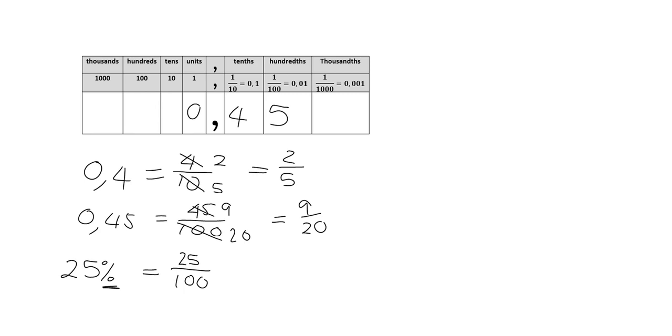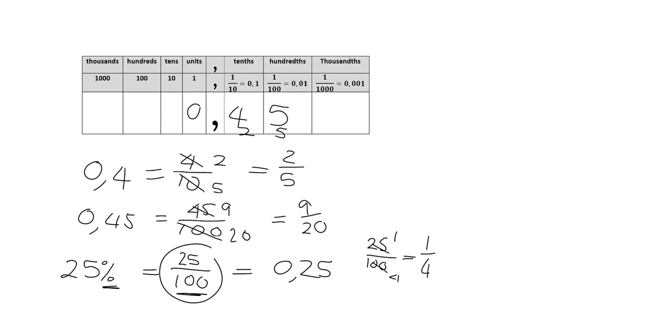And we can write that then as a decimal. So if it's 25 over 100, we're in the hundredths space, so it's 0,25 as a decimal. And again, 25 over 100 is a fraction, and it's a perfectly decent fraction, but we can simplify it because we can divide the top of the fraction by 25 and we get 1, and the bottom of the fraction by 25 and we get 4, so 1/4. So 25% is the same as 25 over 100, it's the same as 0,25, and it's the same as 1/4.